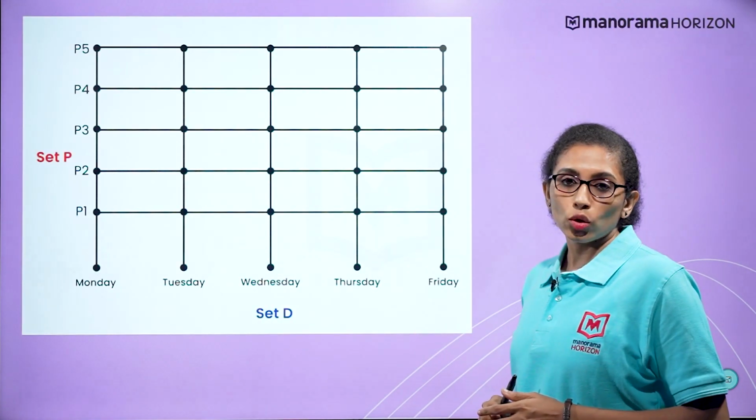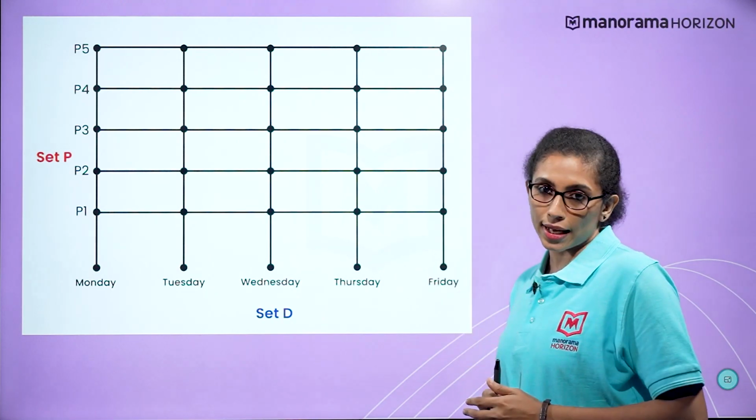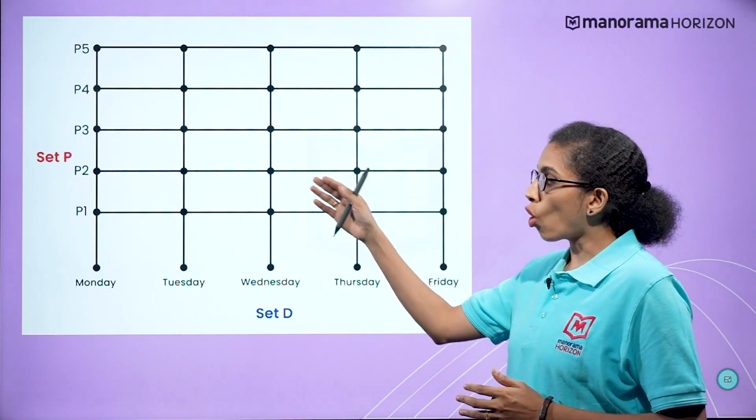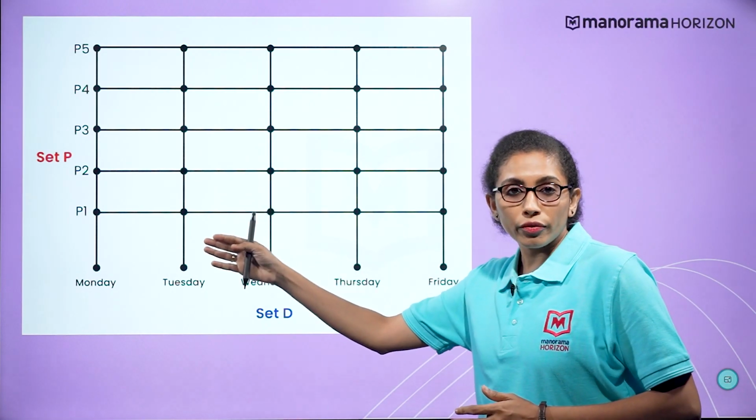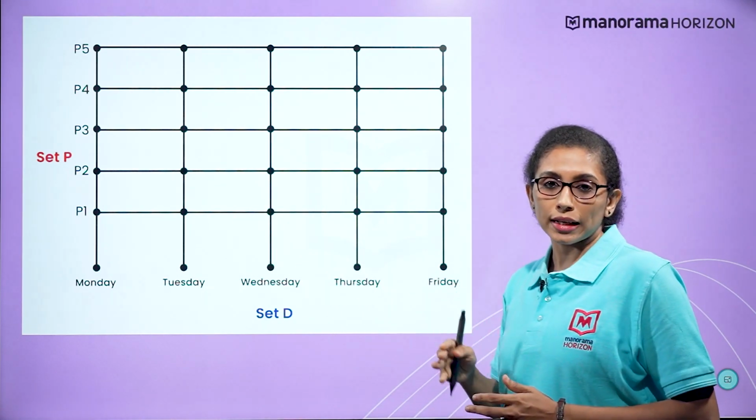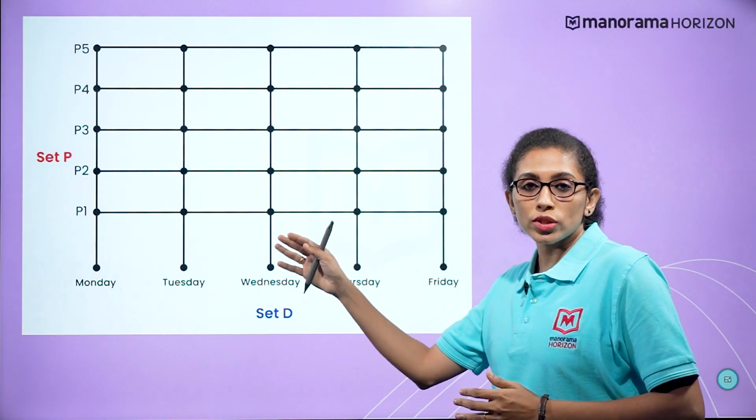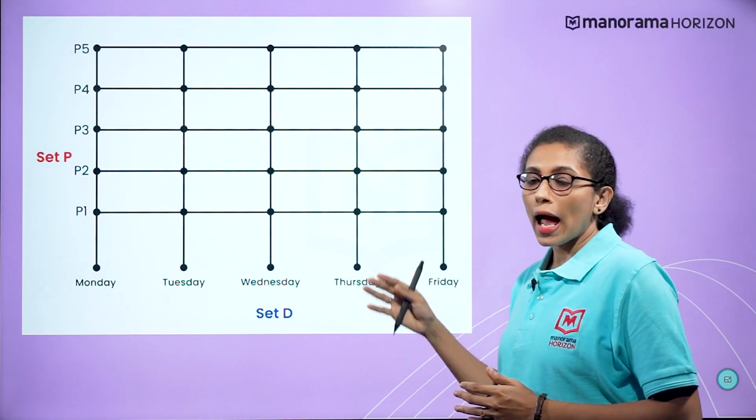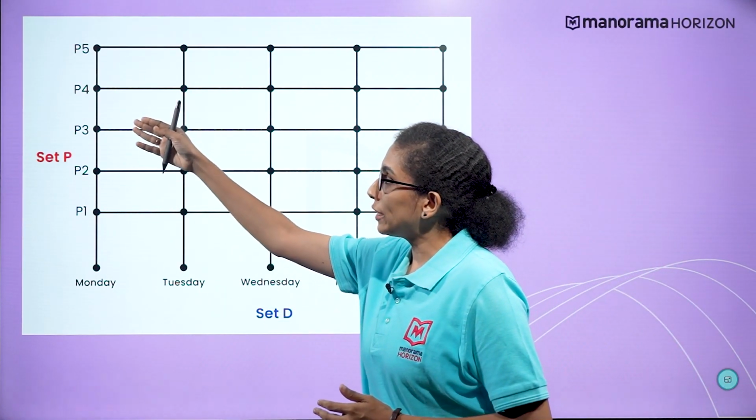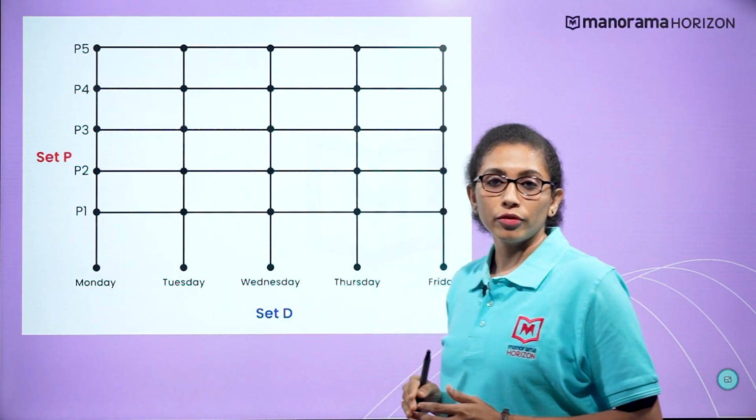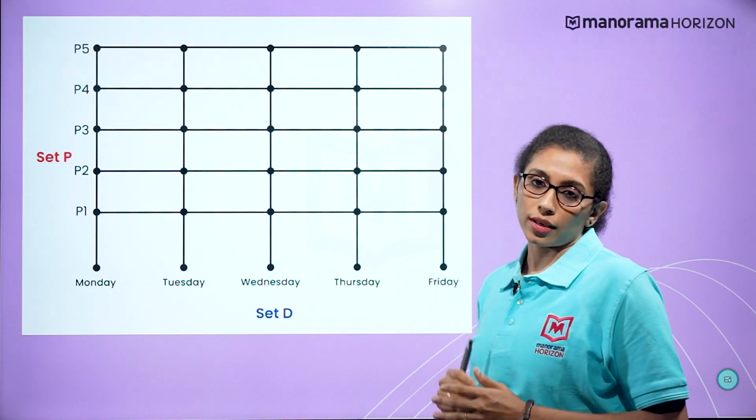Now let's look at each of these ordered pairs to see if this condition is satisfied. Now for each ordered pair (d, p), where day of the week d belongs to set D with the elements Monday, Tuesday up to Friday, and the period number p belongs to P1, P2, P3, P4, P5. Each ordered pair in the set satisfies the condition.